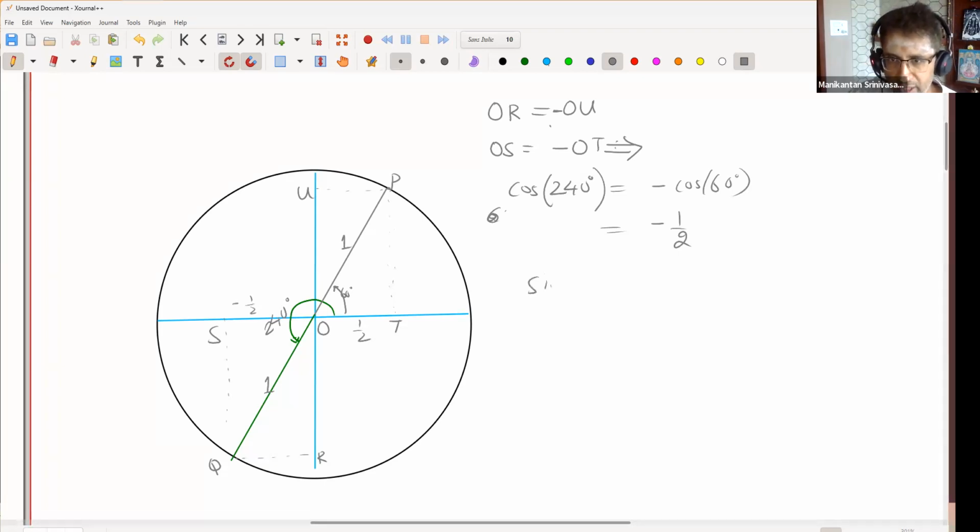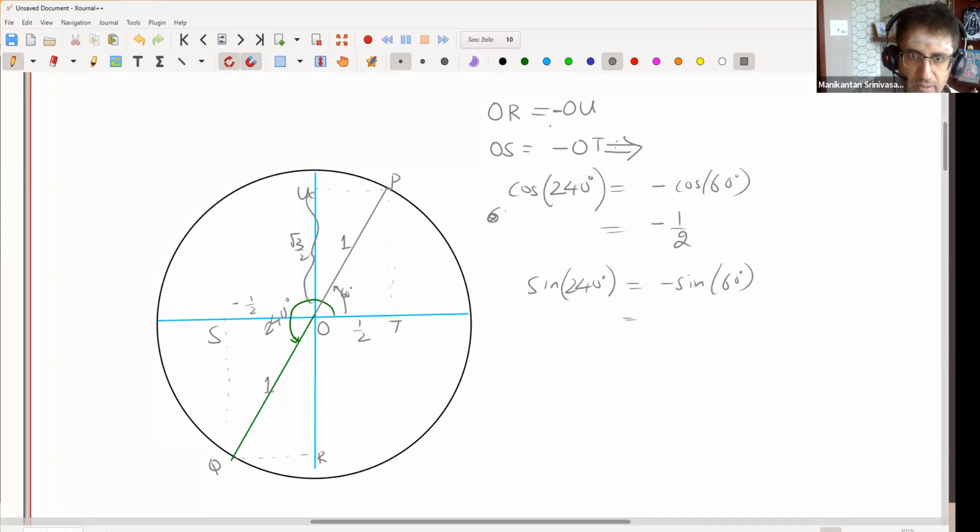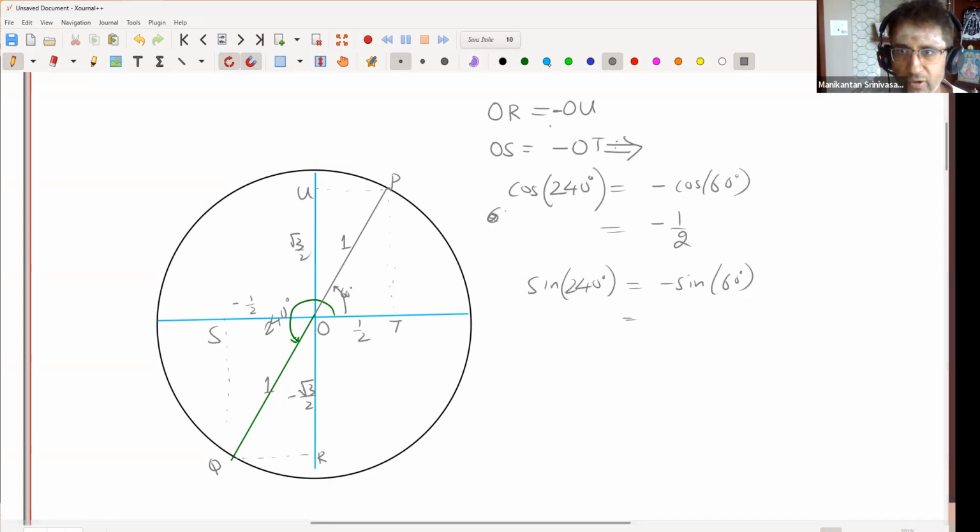Similarly, sine 240 is negative of sine 60. So this length is √3/2 from here to here. And therefore this length is also √3/2, with a negative sign. Okay, so sine 240 is negative √3/2. So again, you don't have to remember, but right now we have formed some pattern.